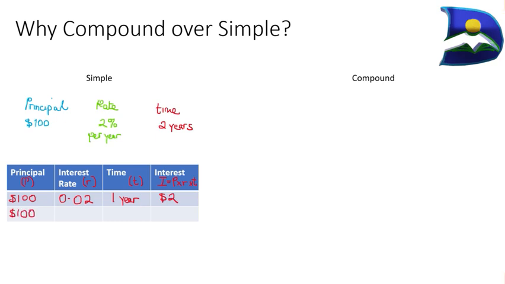And if you do the same method for the second year, which is the same principal as the original, we also get the same number, which is $2. In this case, it means that the total interest will be the addition of the year by year interest in dollars. Now let's look at the compound interest and see how this is different from the simple interest.